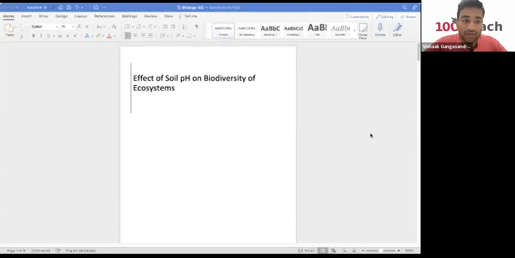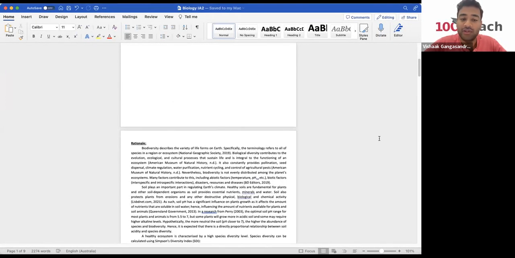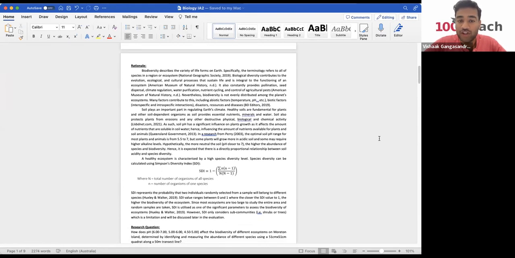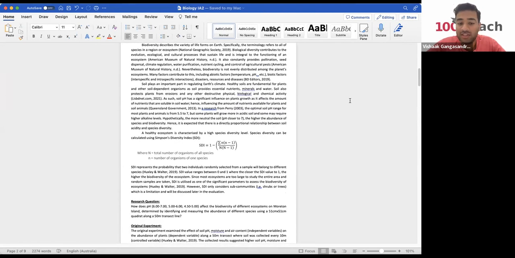Okay, this is the biology student exemplar. So, effect of soil pH on biodiversity of ecosystems. Again, rationale is there, very well in-text referenced. They put a few in-text references. The more you can put, the better it is. Okay, they've got a quick formula there. Not as relevant in biology, but still pretty relevant.